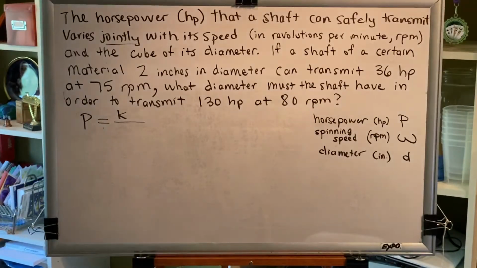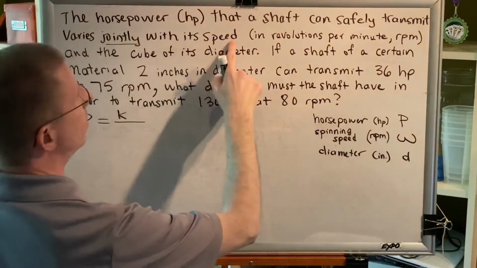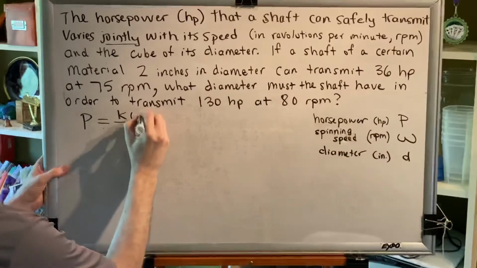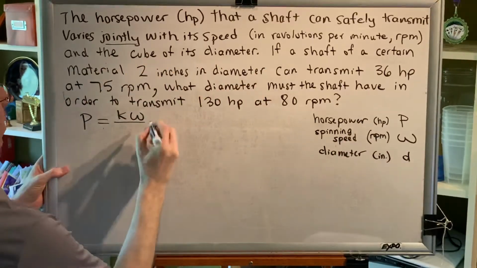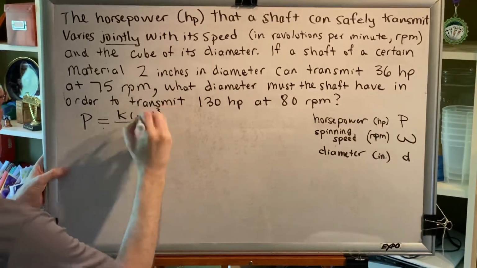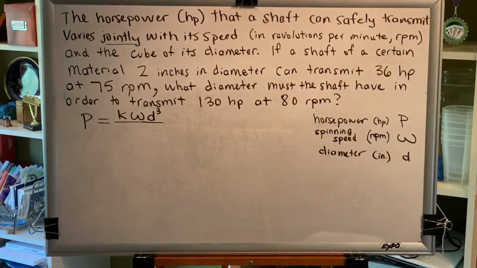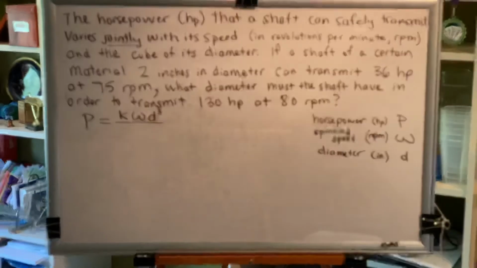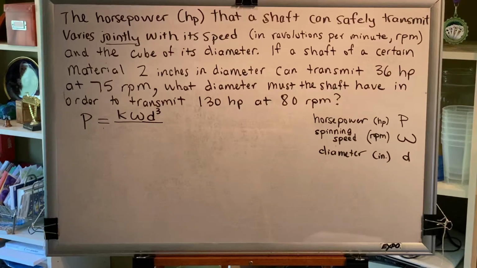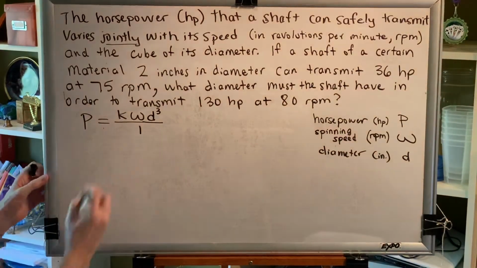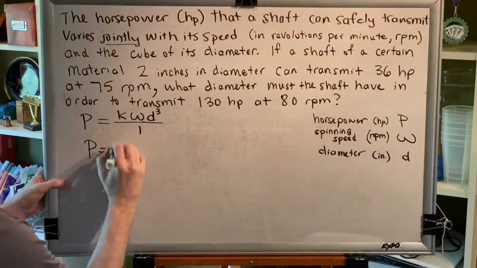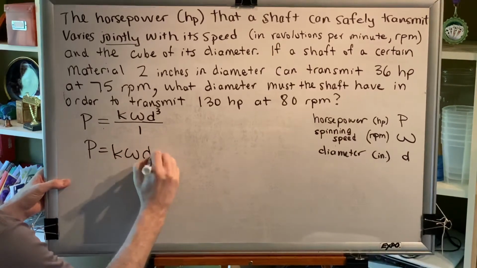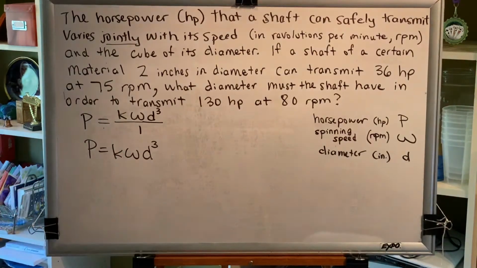All right, so now that we've got our variables, we can go ahead and continue with our steps. So jointly with speed, so that means omega, and the cube of its diameter, so that means d to the 3rd power. Both those things go in the numerator where they're multiplying with k. Step 4, if you have an empty denominator, put a 1 there, and then simplify. So we get P equals k omega d cubed. All right, we continue on.